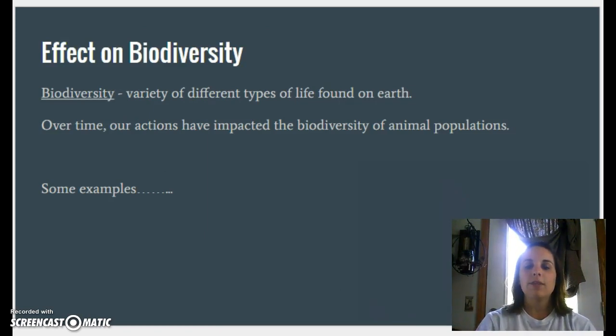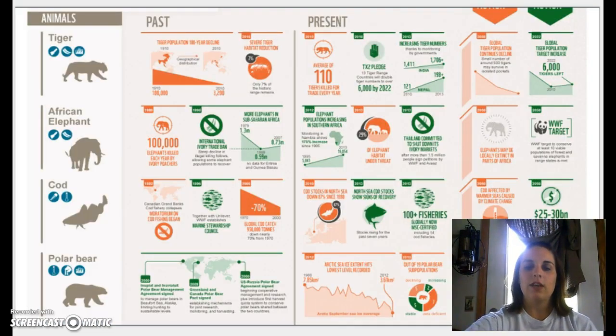Now, as far as the effect on biodiversity, biodiversity is the variety of different types of life found on Earth. So if we think of all of the different animal populations together, it's a very, very diverse population. And over time, what we've done as humans is lowered the biodiversity of animal populations as we wipe out certain populations.